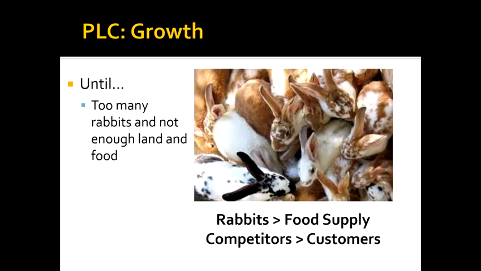So what happens when product life cycle transitions from growth to maturity? Sales level out. Companies are preparing and counting on these increasing sales. And just like for the rabbits, there's more rabbits than food supply. For competitors, companies in the marketplace, there's not enough customers.